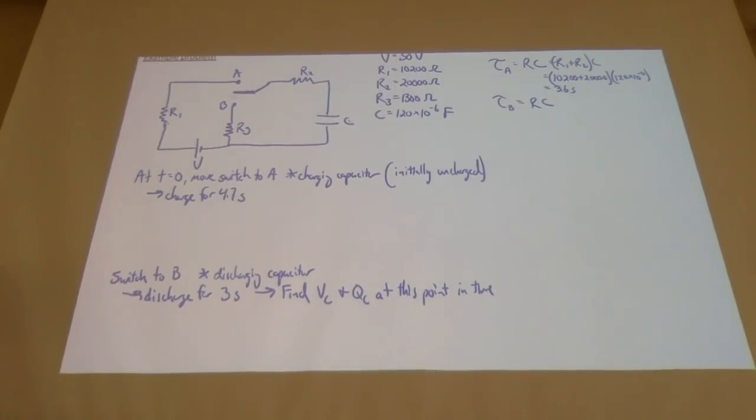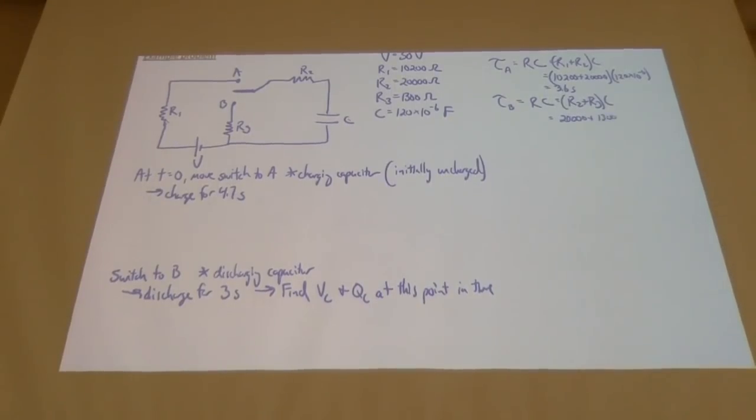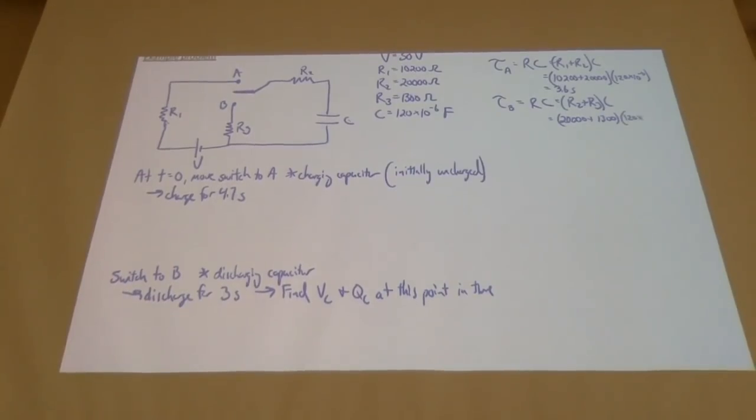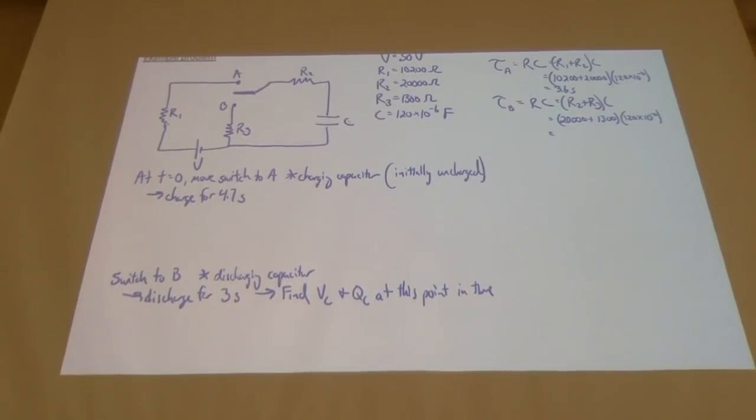Make this connection. If I'm switched here, I just have this part. So R2 and R3 are in series with each other. Okay, so we can go over here and write this as R2 plus R3. And I still just have that one capacitor. So let's see, R2 is 20,000, R3 is 1,300, and the capacitance is just like what it was before. So that comes out to be 2.6 seconds. So we're going to use both of those values in our equations coming up.